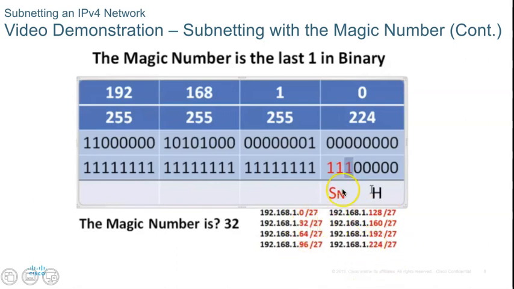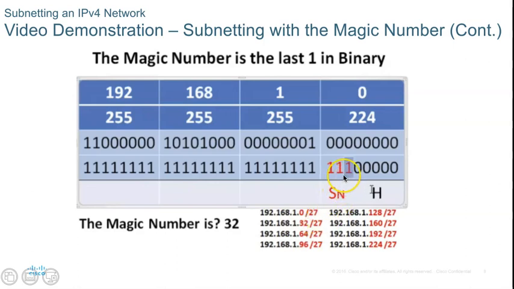Now watch this. Once you borrow 3 bits, you no longer have only 24, 8 and 8 and 8. Now you have 27, hence now we have /27. So I repeat again, the magic number is nothing scientific. It's just a technique that we use to find the incremental number that will make it easy for us to find all our networks.